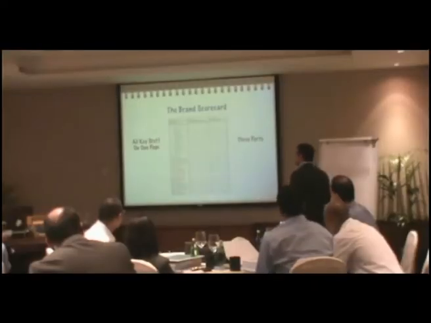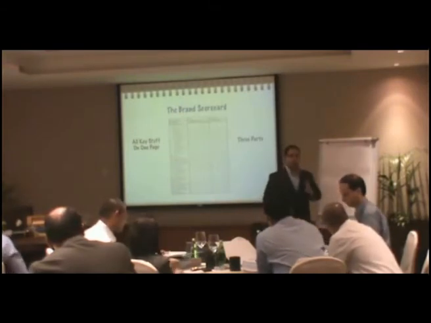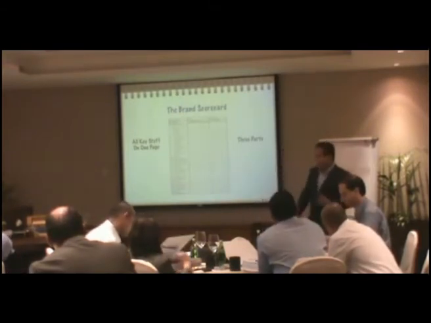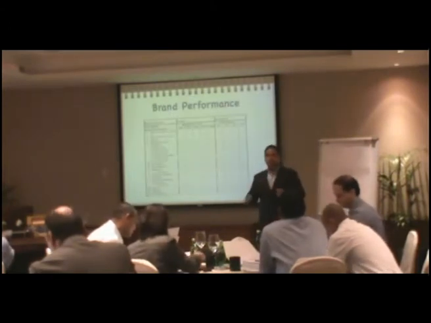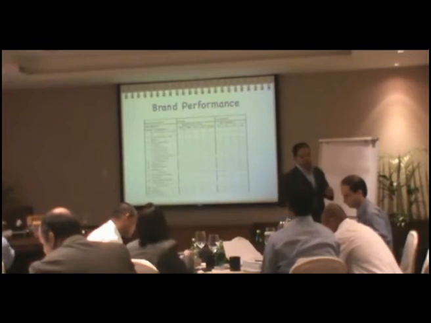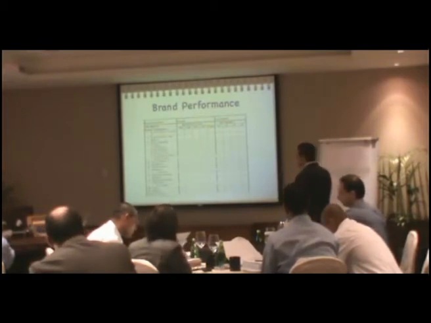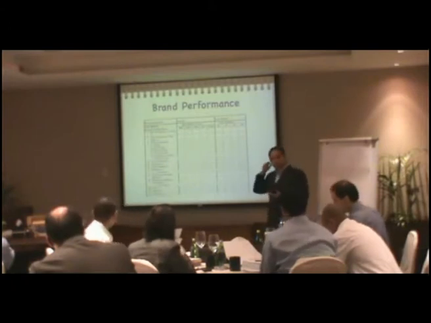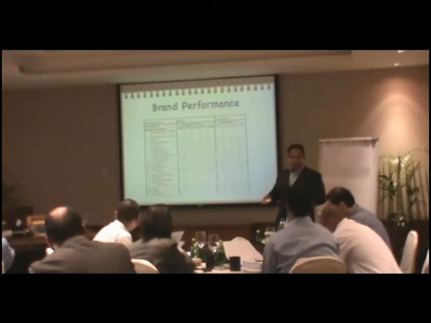In the scorecard, we try and put 3 sets of measures on one page. The first set, brand performance. Now this covers many areas. It covers brand equity parameters, it covers awareness, trial, how you're rated on various things that the consumer finds relevant and important.